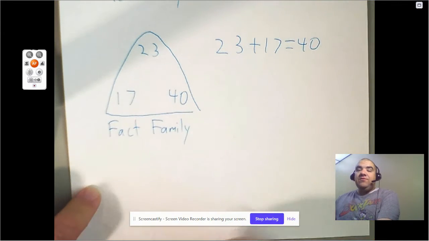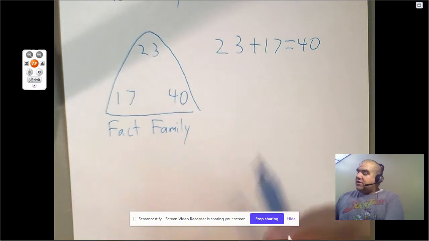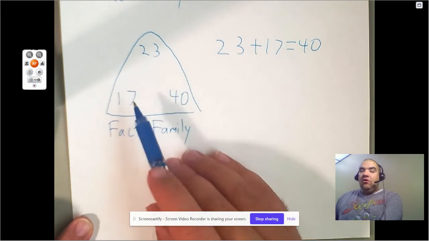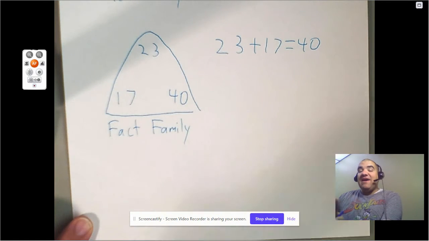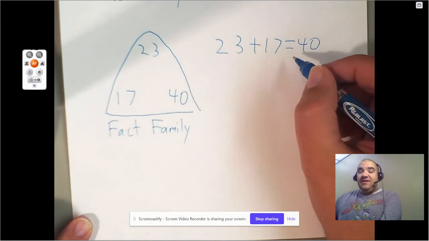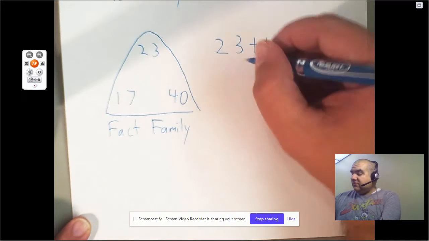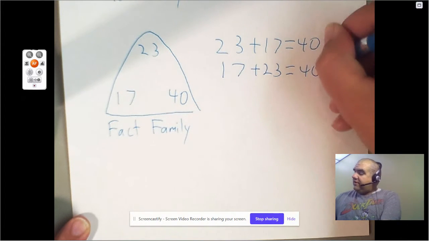And you may be wondering, what is the point of learning this? The real important part about this is it helps you remember addition and subtraction. Basically, if you can remember that one part of this triangle, or if you can just remember the triangle, you can remember 4 different math facts at the same time. So for example, 23 plus 17 equals 40. Well, if I know that, that means I also know that it can go backwards. 17 plus 23 equals 40.